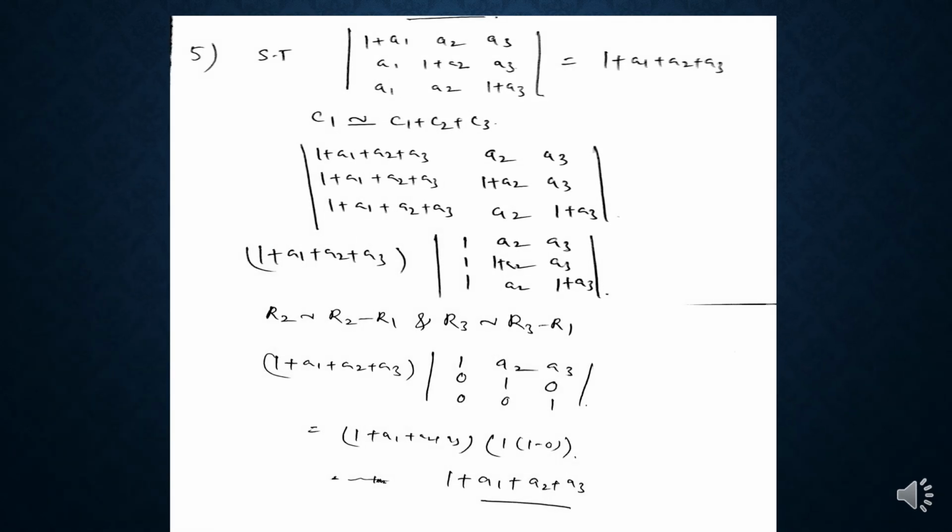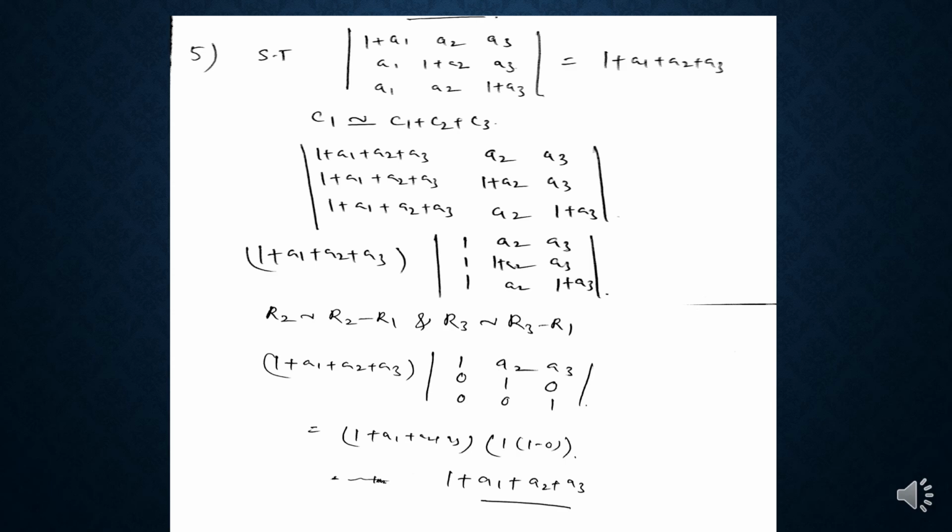Prove that the determinant 1 plus a1, a2, a3; a1, 1 plus a2, a3; a1, a2, 1 plus a3 is equal to 1 plus a1 plus a2 plus a3. So by observing the elements given in the determinant, a1, a2, a3, we have to prove that it equals 1 plus a1 plus a2 plus a3.